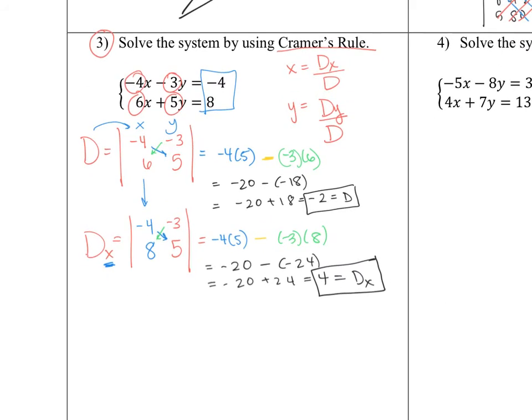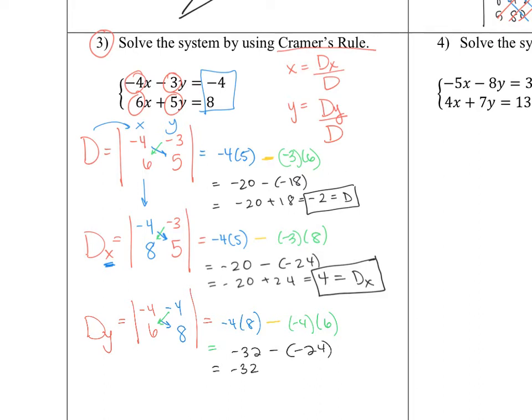So then our last guy we need is Dy, which is going to be equal to, we're going to replace now the y column with that negative 4, 8. So then our x column is what we had originally, negative 4, 6. And again, cross multiplying here, negative 4 times the 8. We're going to say minus, and we'll go the other way, which will be negative 3 times the 6. So we're going to end up with negative 32 minus negative 24, which is negative 32 plus 24, which is negative 8. And that's our Dy.